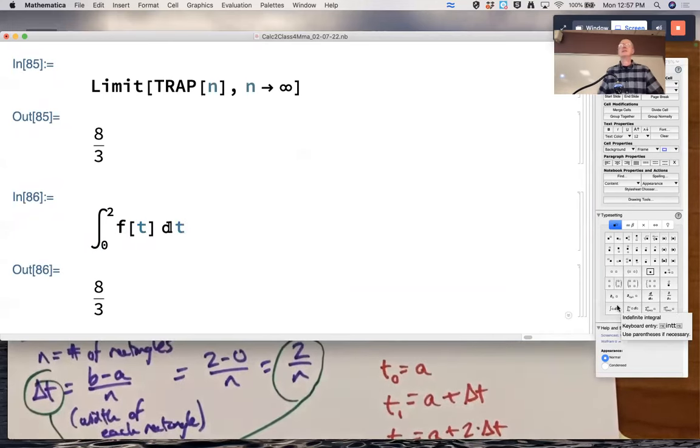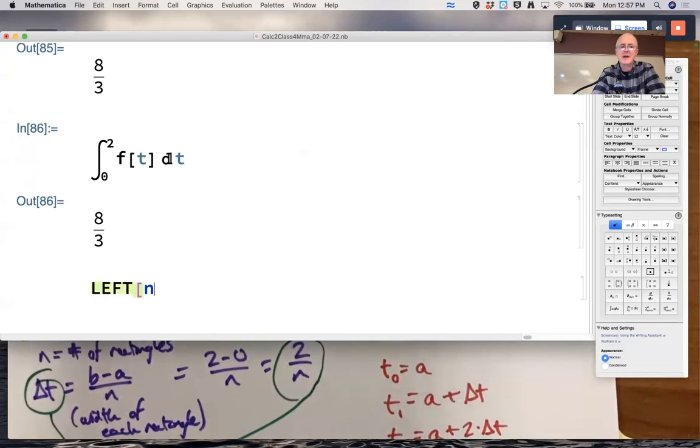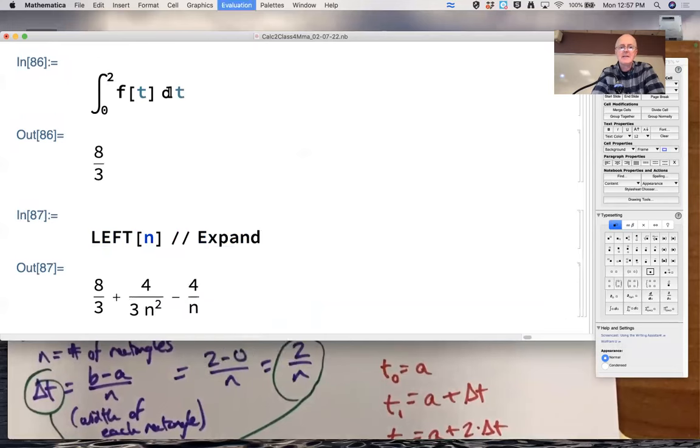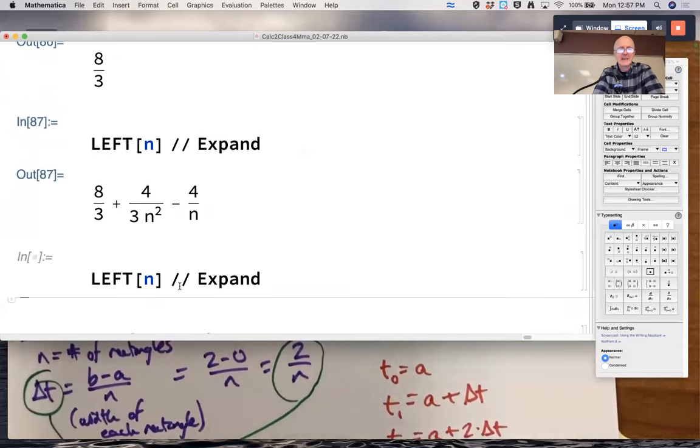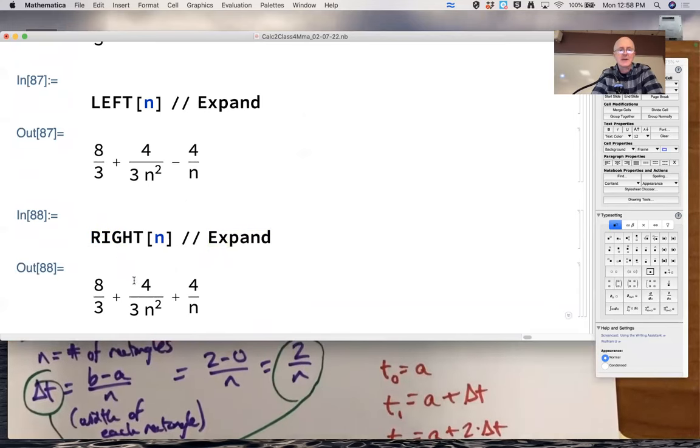Limits are still relevant with integrals. In fact, for this example, the function turns out to be simple enough that you can even find a formula for the left and right-hand rules and the trapezoidal rule. And you can see, looking at the formulas, that these things go to 0 or go to 8/3 as n goes to infinity.